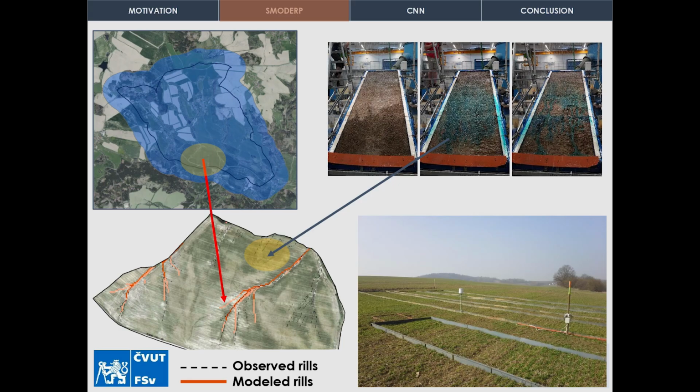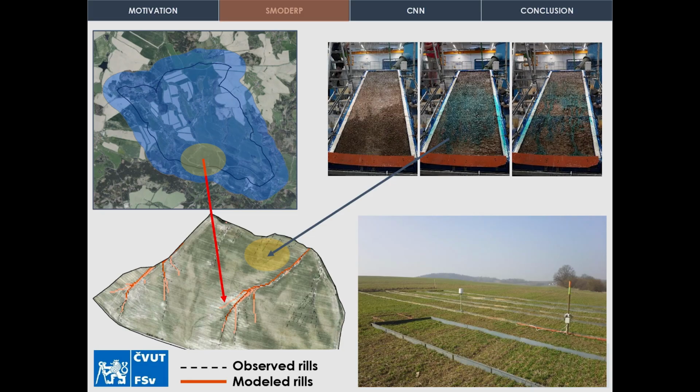Maybe it's not clear to see here, but here and here we manually detected whether the rills are there in this picture, and we calibrated the critical shear stress in the model, and we tested whether we can detect the rills in the model similarly to what we know from manually mapping the rills.